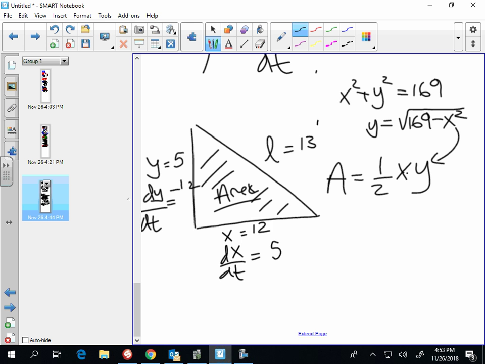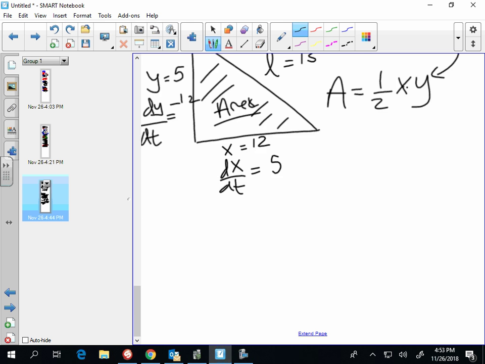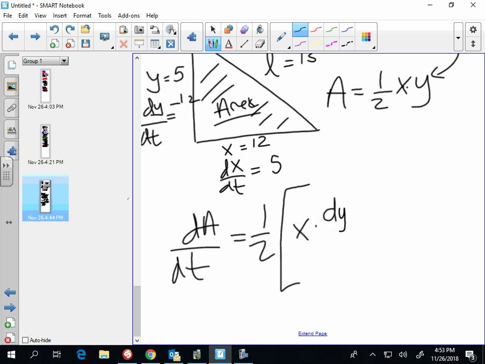Why? Well, when I take the derivative of x with respect to time, I got dx/dt, and they've given me that. And when I also take the derivative of y with respect to time, look, there's dy/dt. I've also found that in part A. So I'm just going to take the derivative of 1/2 xy with the product rule. So I'm going to get dA/dt equals 1/2 times x times dy/dt plus y times dx/dt.